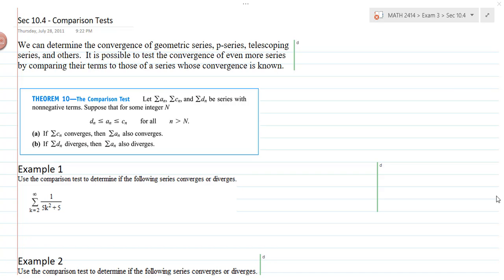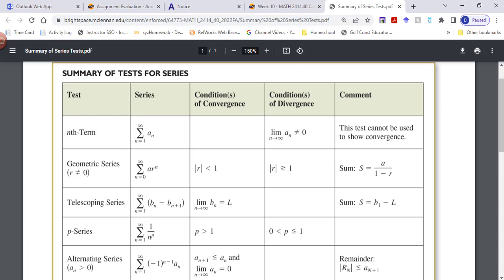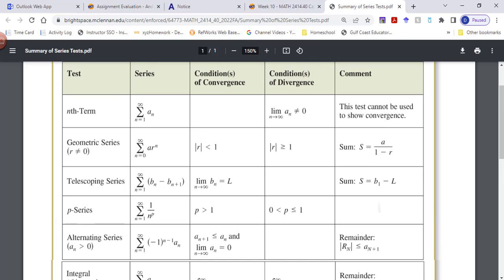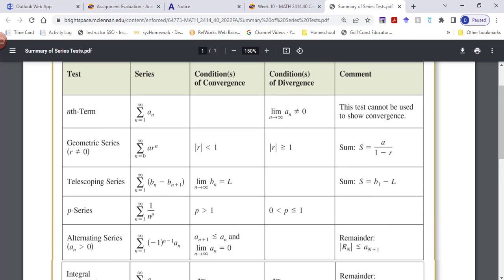It's possible to test the convergence of even more series by comparing their terms to those of a series whose convergence is known. We know how to determine the convergence of quite a few different series now, don't we? We can use geometric series, telescoping series. We could use the integral test to determine convergence and the nth term test for divergence. So we have a variety of tools in our toolbox now.